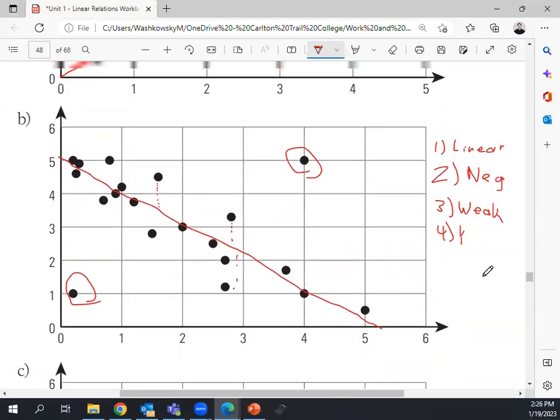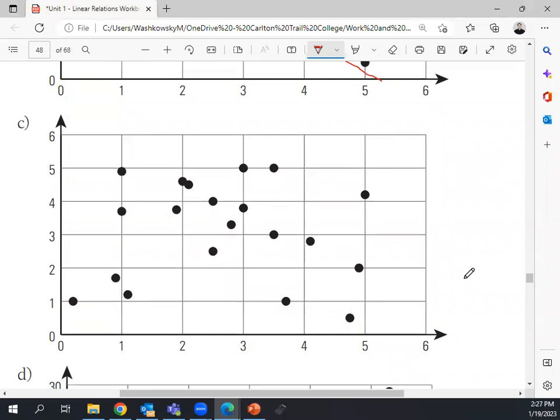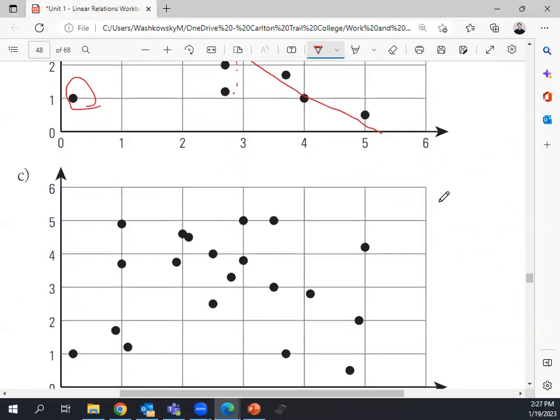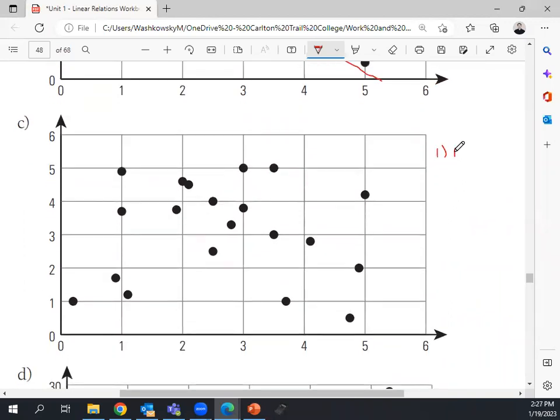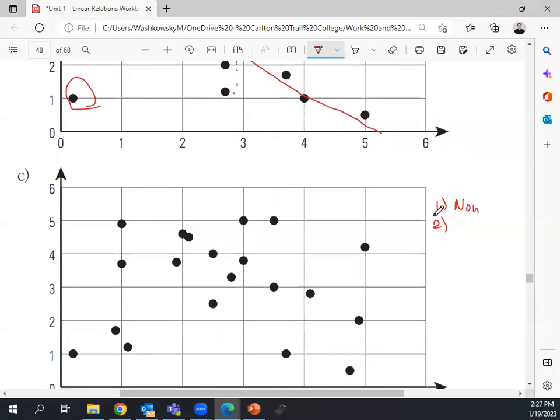Now, graph C is an interesting one. In this case, is this a linear or non-linear graph? It's non-linear, right? There's no straight line that we can see. I can't even really do a line of best fit through this. It doesn't make sense. So this is non-linear because there's no real line I can draw here. In terms of the correlation, you can have positive, negative, or none. This is a graph that just doesn't seem to make sense. There's no real pattern that emerges here.